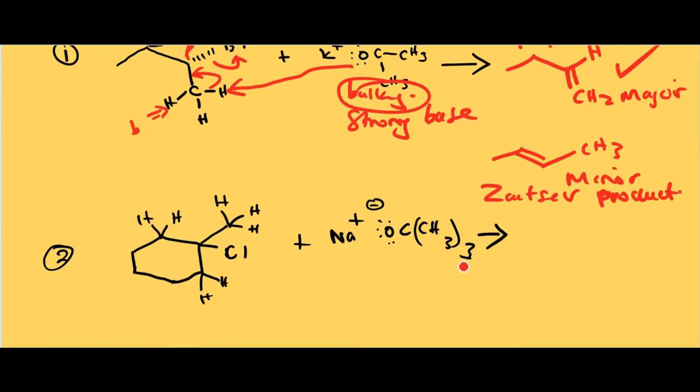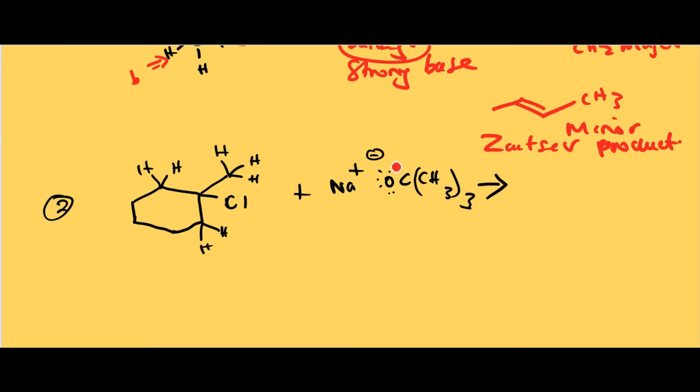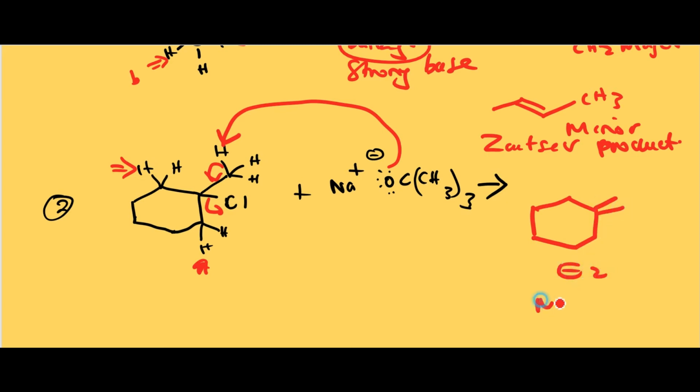Next example. Again, this is bulky, so it should go for the most accessible beta hydrogen and not this and not that, because those are sitting on a more substituted carbon. These are primary carbon, right? And the Hofmann product, which will be the major, will be that. Hofmann product. Why Hofmann? Because it's less substituted compared to the other option that you'll get whenever you abstract this to lose the chloride to get a trisubstituted ring.